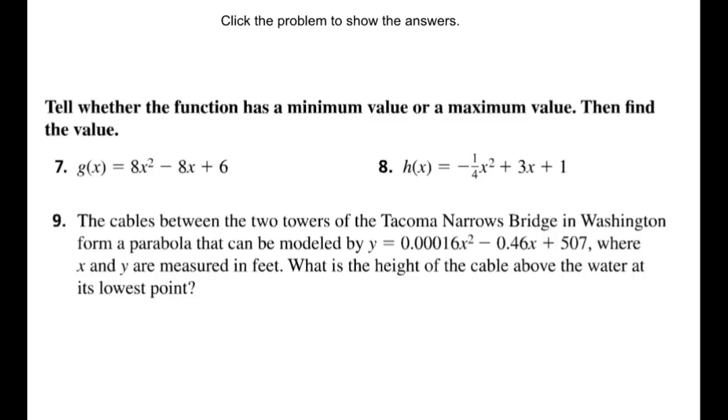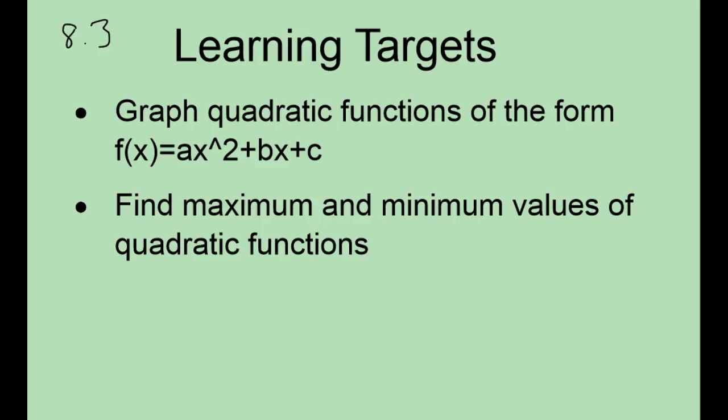So now let's look back at our learning targets. Our first one was to graph quadratic functions of the form ax squared plus bx plus c. The big thing to remember here is negative b over 2a. This will get you the x value of your vertex, and then you can find the y value of your vertex, and then you can pick points.